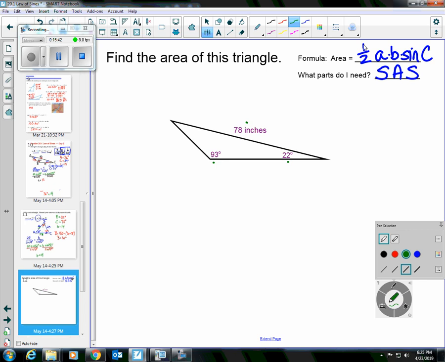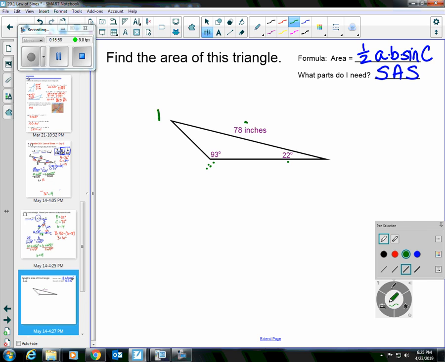Like there's no way around this. I'm going to have to find another side if I want to use this formula, the 1/2 AB sine of C. I know everything about this pair though. I know the side across from it and the angle.